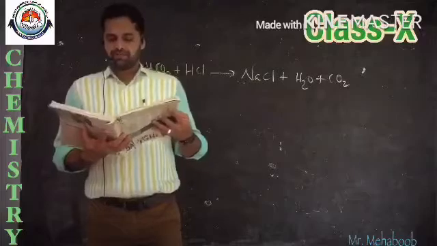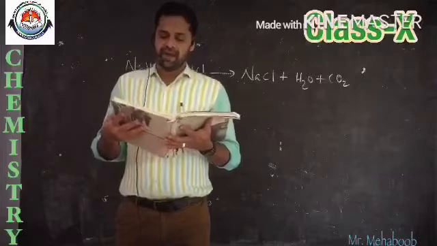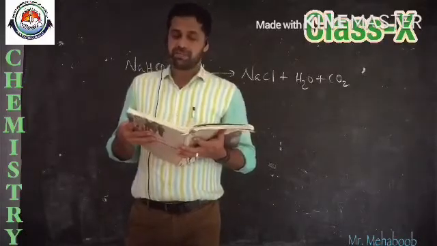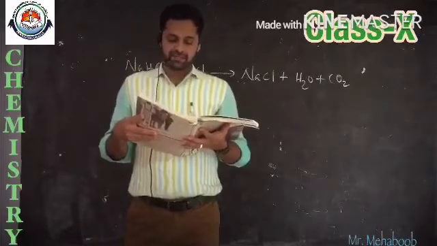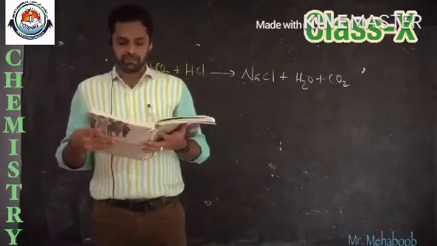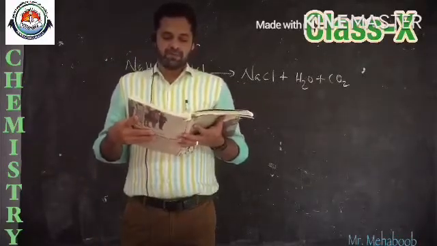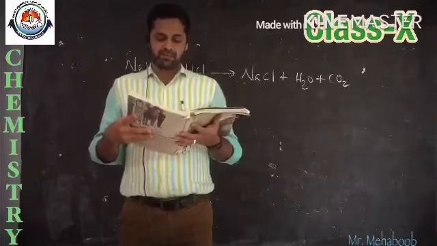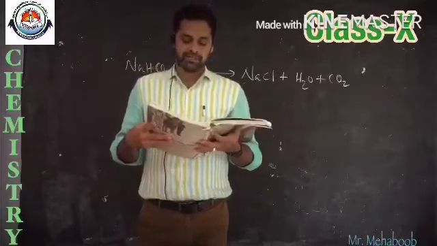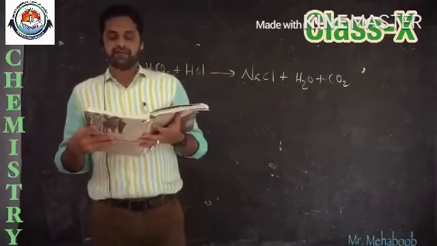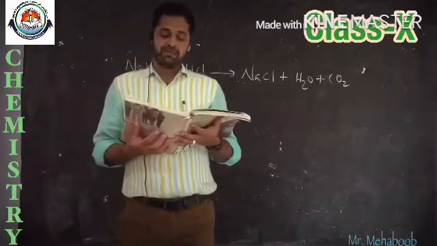Okay. The next one: write word equations and then balance equations for the reactions taking place when A. dilute sulfuric acid reacts with zinc granules. Second, B. dilute hydrochloric acid reacts with the magnesium ribbon. Then C. dilute sulfuric acid reacts with the aluminum powder. And D. dilute hydrochloric acid reacts with the iron filings. So the first one, write the word equation and then balance the equations.